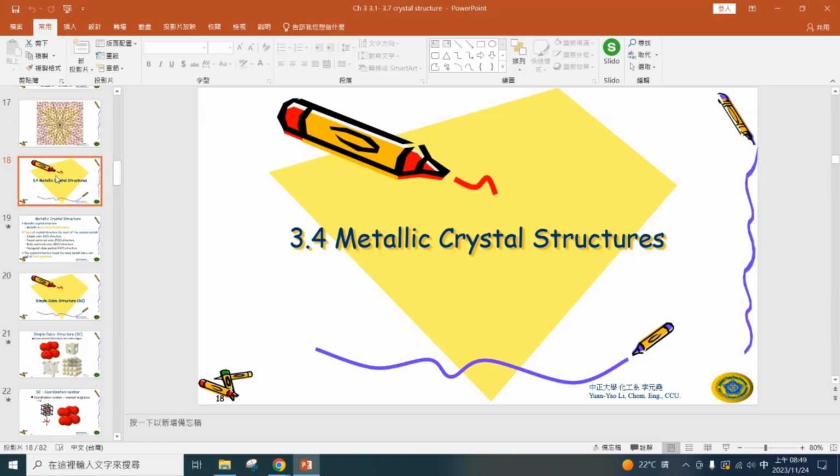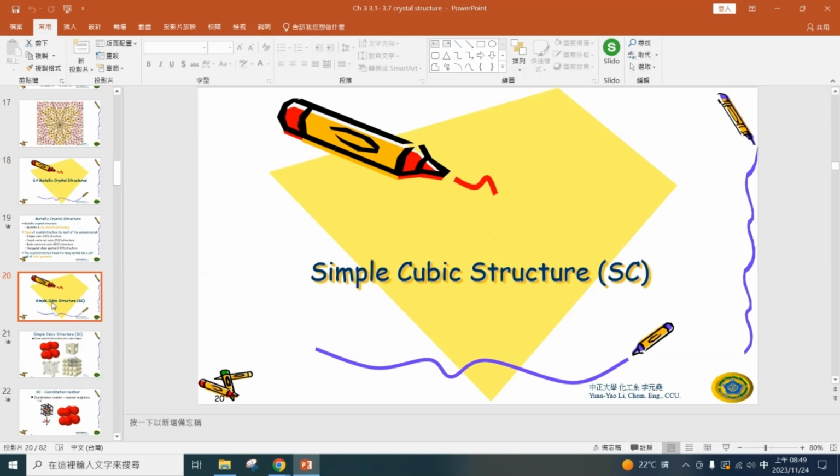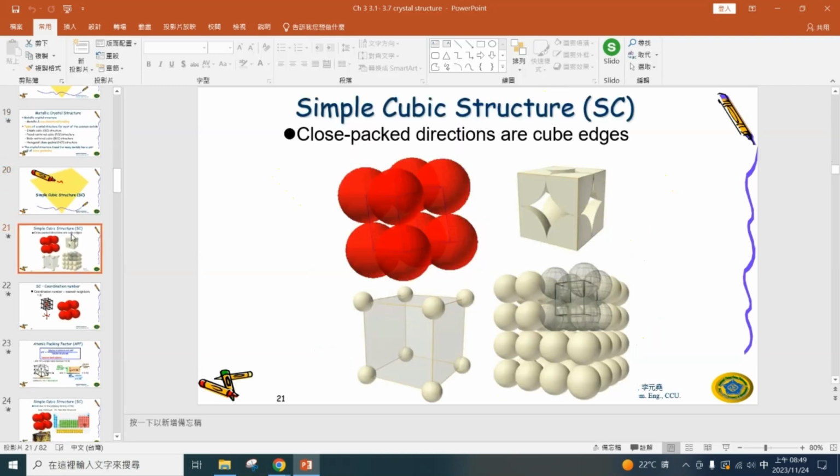So that's why first of all we focus on only one single type of atom. For example, you can use gold atoms to make a crystal structure, or you can have a silver atom to make a crystal structure, something like this. That's why we start from the simplest case, and to let you understand the crystal structure.